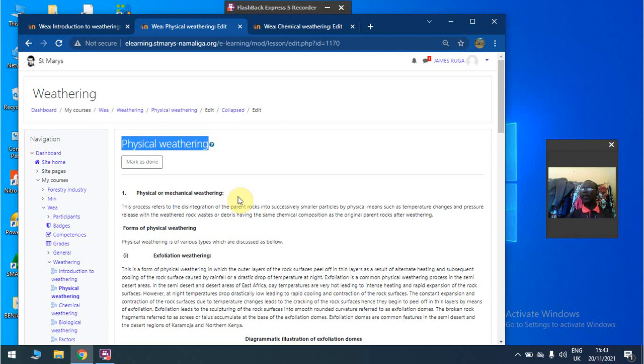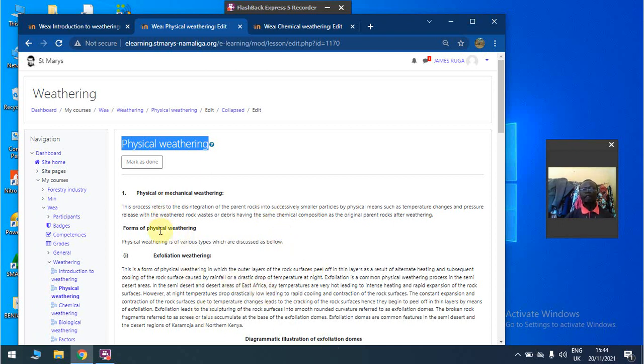For example, if the rock which is undergoing weathering is made up of calcium carbonate, you will find that the broken rock fragments from this massive limestone will still have the same chemical composition, calcium carbonate. Rocks which are made up of iron, if they break down into smaller particles by physical weathering action, will still maintain the iron mineral which built up the major mass of the rock. So that is what is meant by physical weathering.